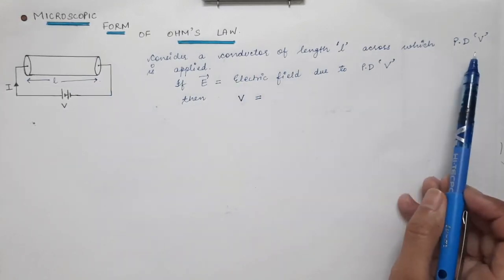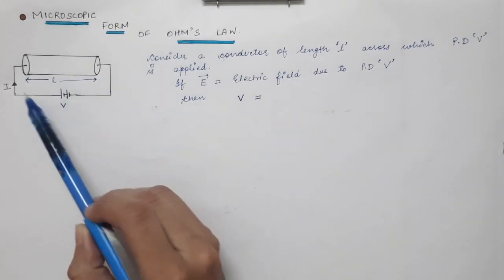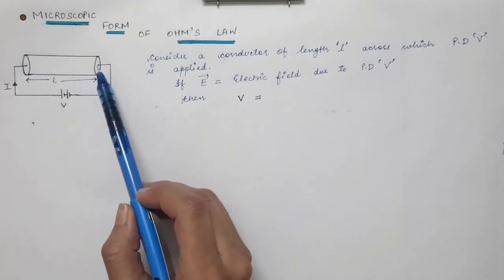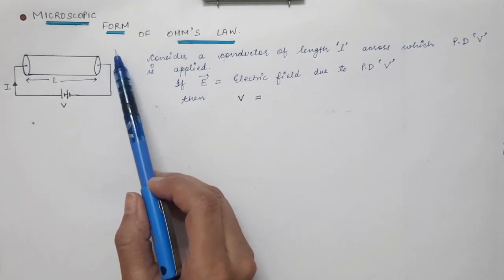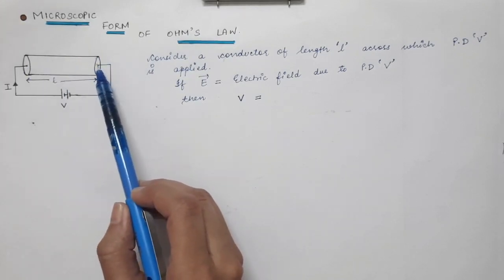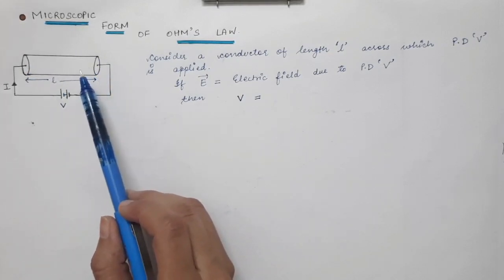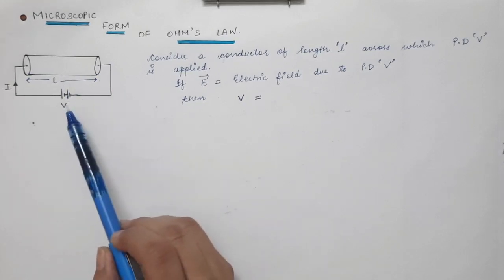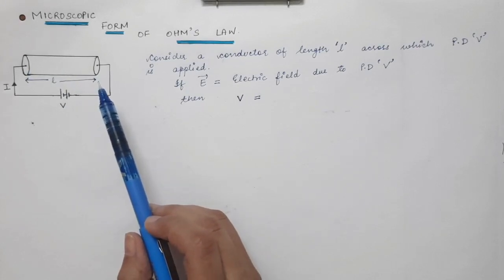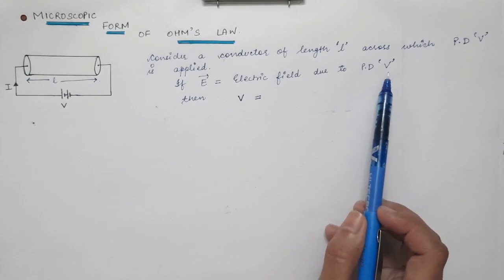A potential difference of V is applied across the ends of the conductor. Now when the potential difference is applied across the ends, this end will become positive and this end of the conductor will become negative. So an electric field will be present from the positive towards the negative side. A uniform electric field will be present in the conductor. By applying a potential difference, we are setting up an electric field inside this conductor, due to the potential difference V.